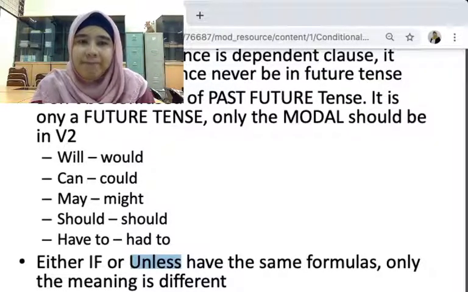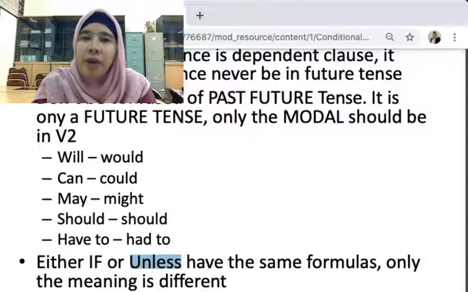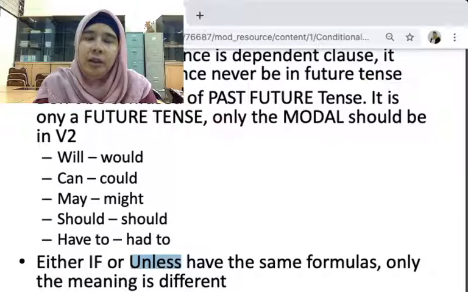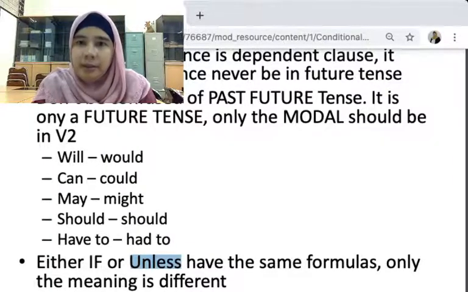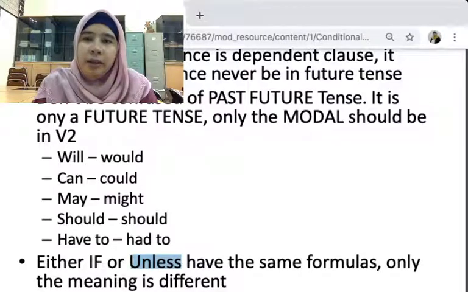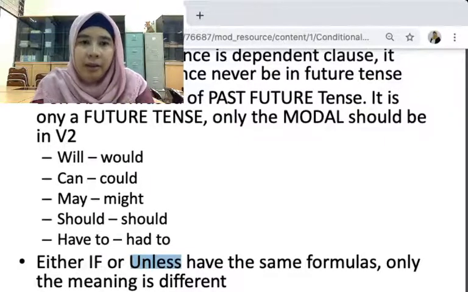Remember, even though this is your last material, it doesn't mean this is the last meeting. There is still one more meeting about the brief focus of your final test. I will give you some focuses related to the final test that you will face, but it will be in the next meeting.